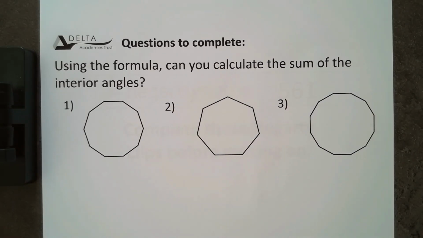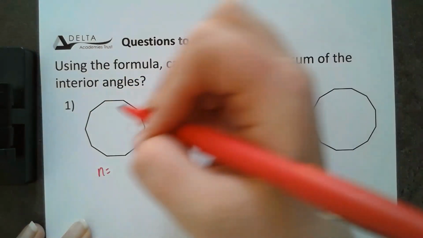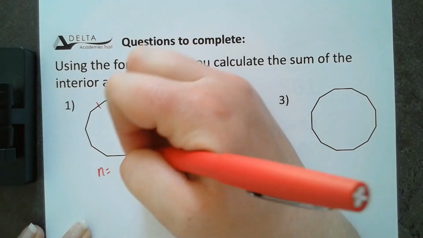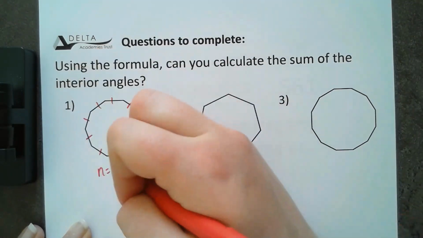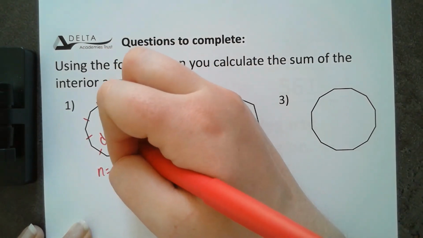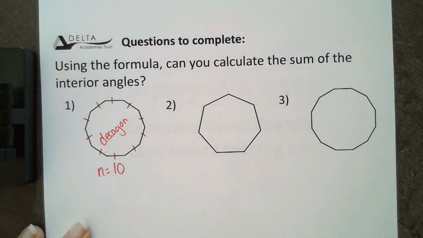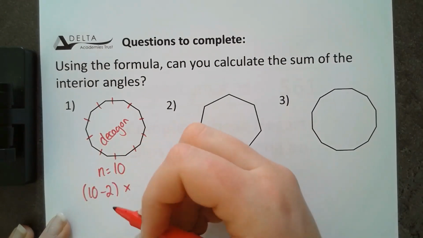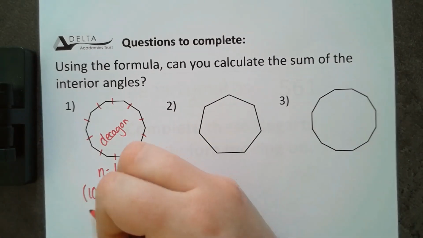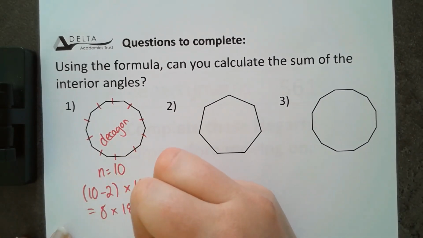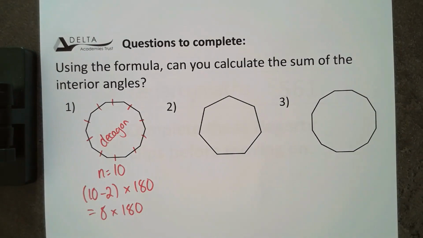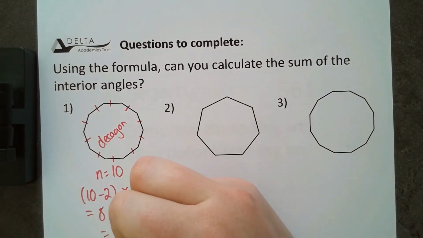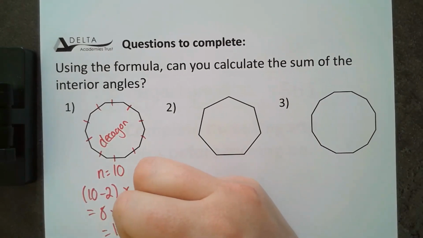Okay, so we first got to figure out what n is in every single case here. So I've got 1, 2, 3, 4, 5, 6, 7, 8, 10 sides here. So we've got a decagon. So in my decagon, I need to do 10 minus 2 times by 180, or 8 multiplied by 180. 8 multiplied by 180 is going to get me 1,440 degrees in a decagon.